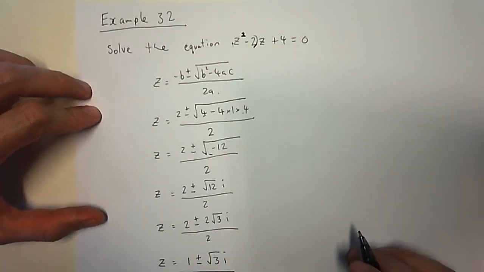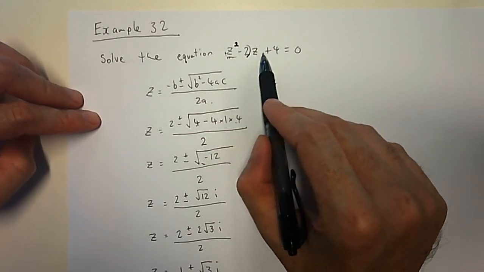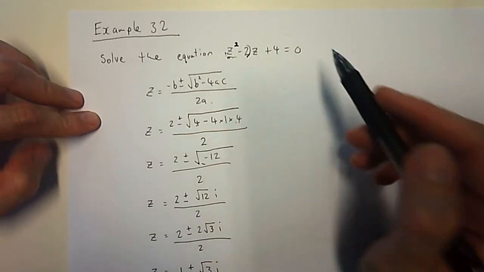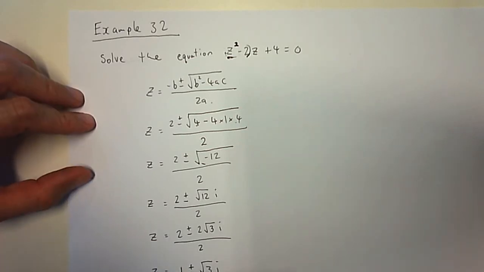And like I said before, we could have used the idea of completing the square in this situation and solved instead. Both methods will give you the exact same roots for that situation.